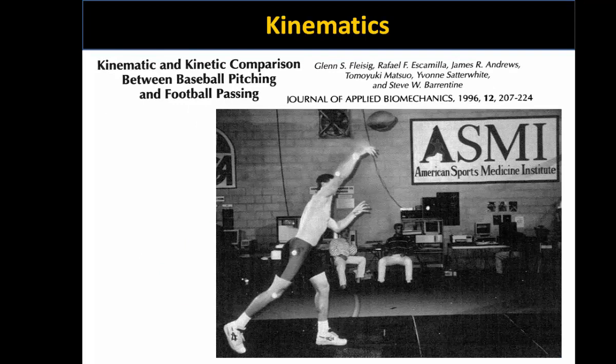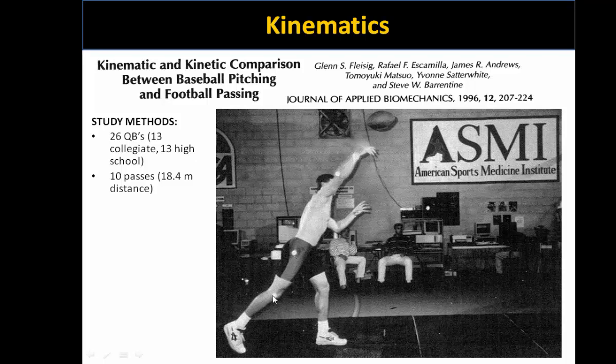This study sampled 26 established quarterbacks. 13 played at the university level, 13 were high school quarterbacks, and each of the 26 participants came into the lab, as you can see here. Motion analysis video capture was used.